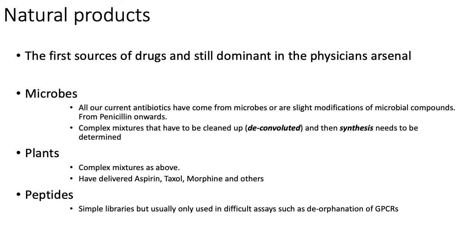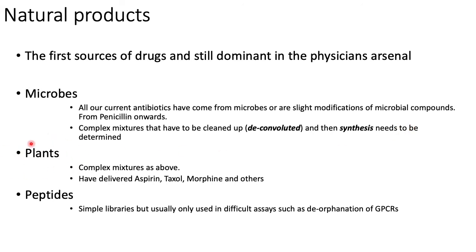If we think about some of the products, so we will look at natural products. So these are like the first sources of the drugs, and they still actually dominate most of the physician's arsenal. They come from things like microbes. So all of our current antibiotics have come from microbes, or slight modifications of the microbial compounds. So from penicillin onwards. They also come from complex mixtures that have been cleaned up, so deconvoluted, and then the synthesis needs then to be determined.